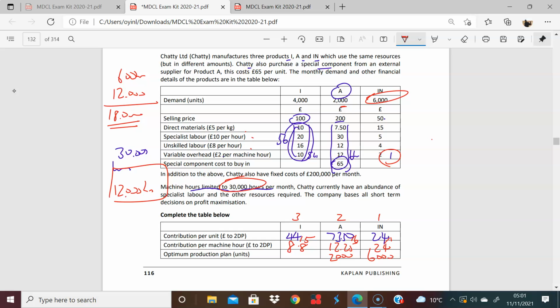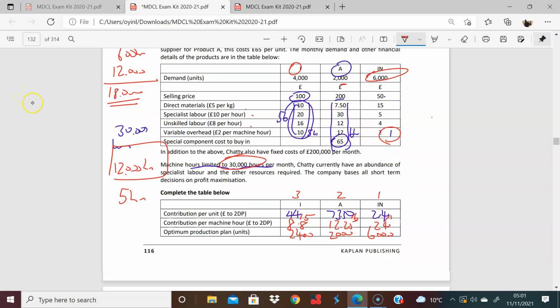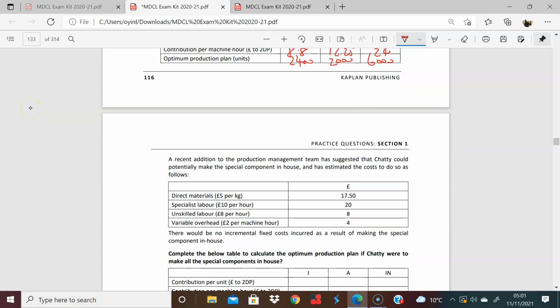12,000 hours left, and I need 5 hours each to make a unit of this one. So if I need 5 hours to make one of them, 12,000 hours must be 12,000 divided by 5 hours, and that's 2,400. So you can make 2,400 units of I, and that's your starting point. Okay, great stuff. So that's the first bit.